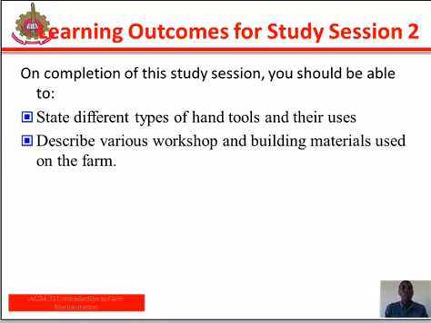Learning outcome for study section 2. On completion of this study section, you should be able to: 1. State different types of hand tools and their uses. 2. Describe various workshop and building materials used on the farm.